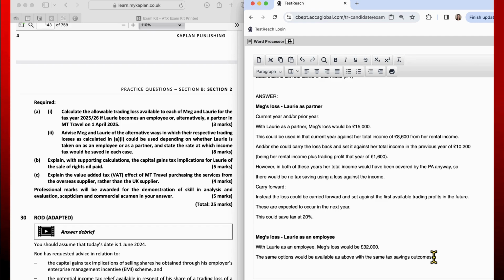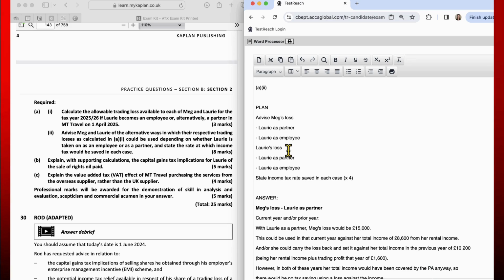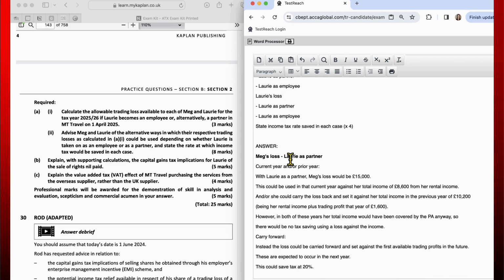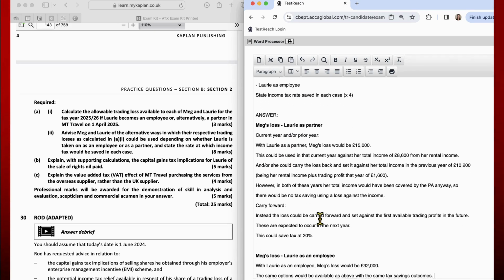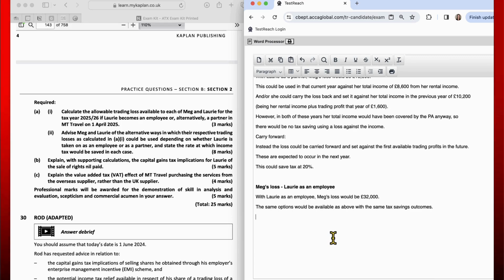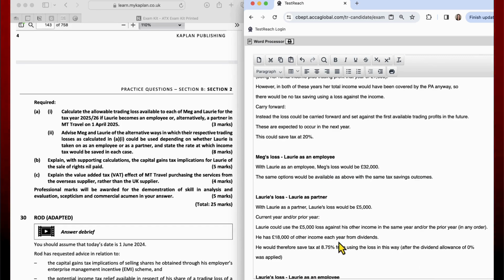So now I've covered those two bits from my plan. I'm moving on to Laurie. Laurie's loss. Laurie is a partner. Laurie is an employee. And let's see what points we want to make under those. Okay, so I've pulled down my answer from A part 1, which was that Laurie, if he was a partner, would have a loss in that year of 5,000, because that was his share, remember, of the allocated loss as a partnership. And I'm just going to work through my loss options for Laurie as an individual.